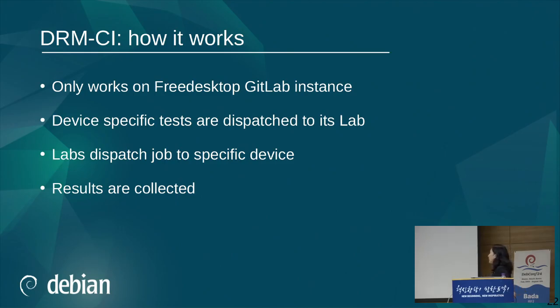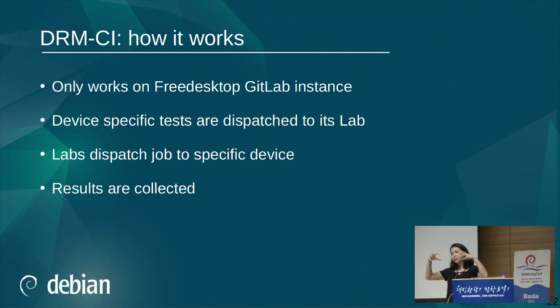So how does it really work? Right now, DRM-CI only works on the freedesktop GitLab instance. We, as Debian, have the Salsa GitLab instance. The graphics people have their own GitLab instance called freedesktop.